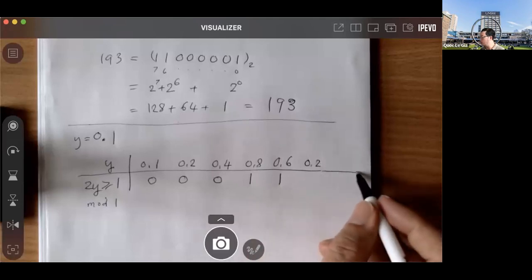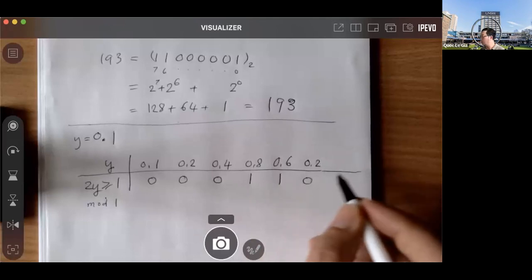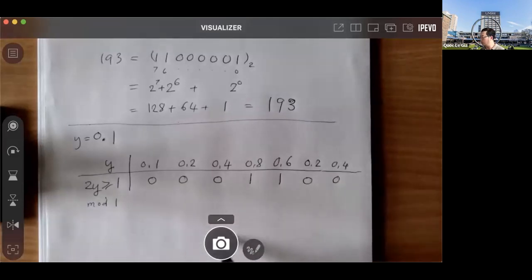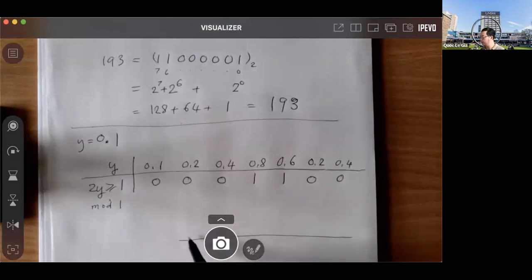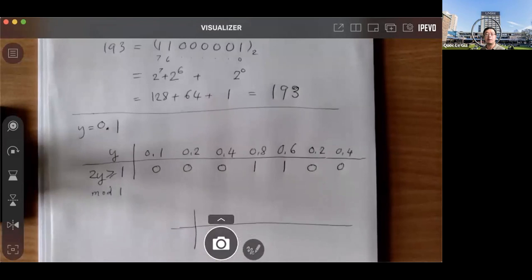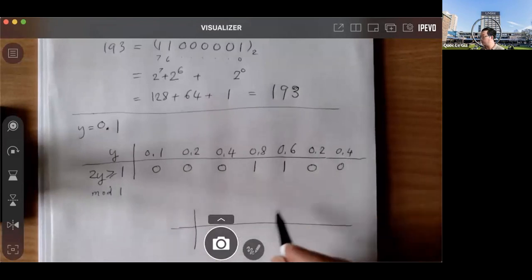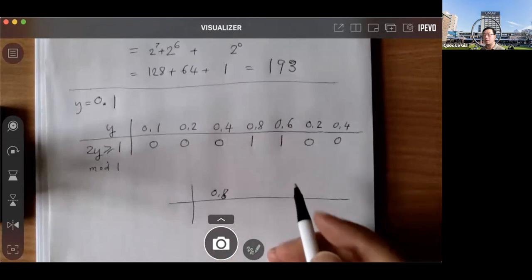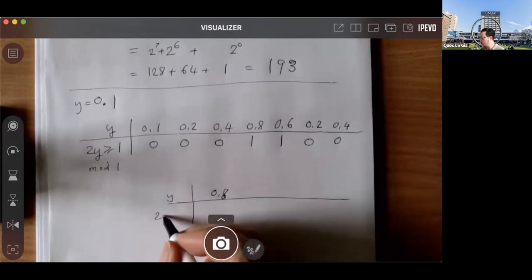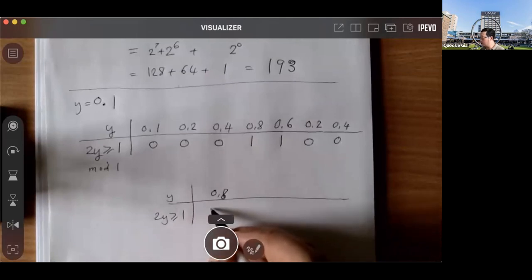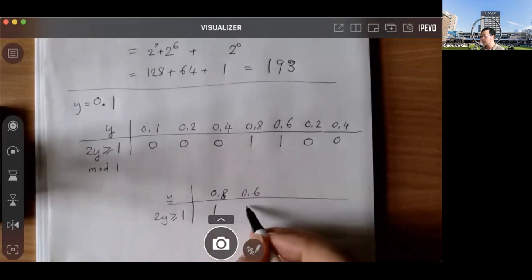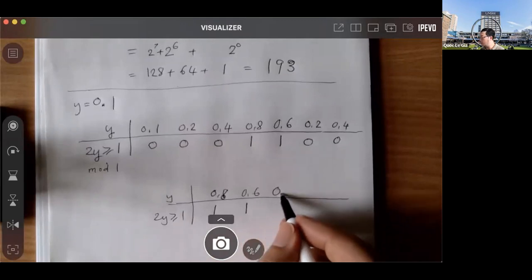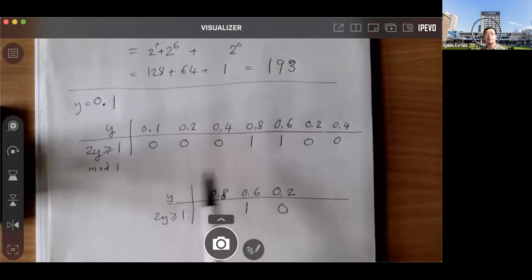Now 0.2, you multiply by 2, you got 0.4. If you make the next calculation, you multiply by 2, you got 0.8. So this one is y again, 2y greater or equal 1. Then you got 1.6, so you got 0.6 here, you got 1 here. Then multiply by 2, you got 1.2, so it becomes 0.2 again. And you see the pattern, it got repeated.